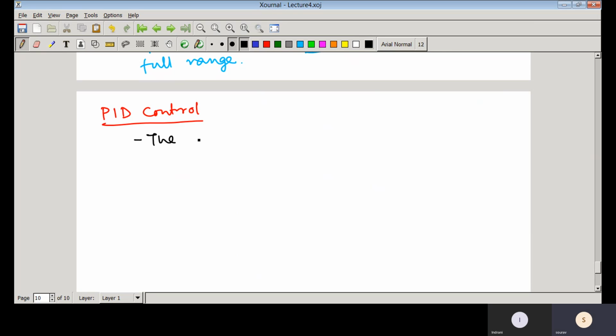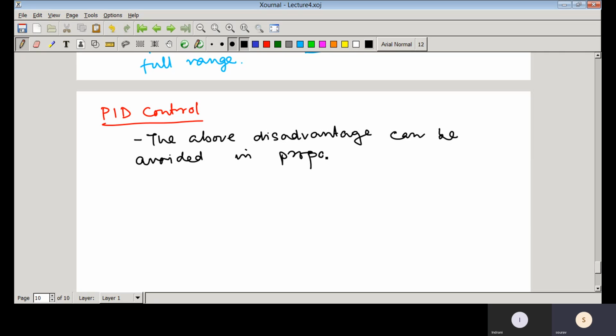To overcome that particular disadvantage, we use proportional control. So the above disadvantage can be avoided in proportional control. So how can it be done?